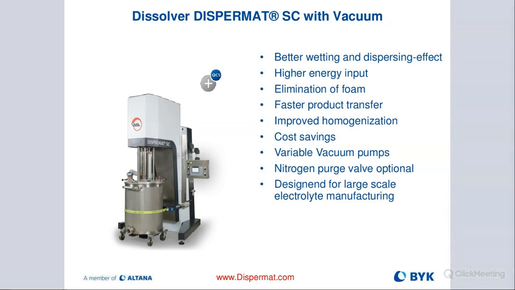Here's an example for a production scale with vacuum. We also have nitrogen purge on this particular model. We can improve our homogenization, obviously pull out all the air, and have faster product transfer. We can eliminate all the foam, so there's no need for a defoamer. We're putting a lot of energy in by running under a vacuum, or again, we can do that with inert gas as an option.